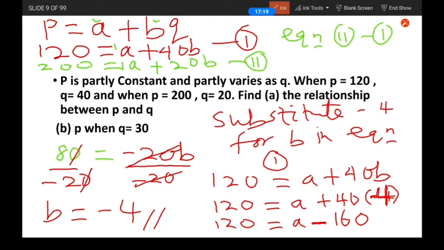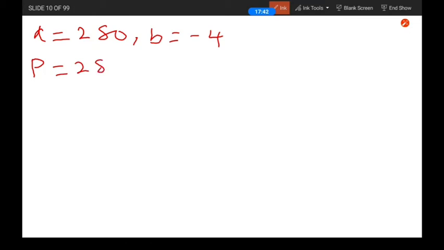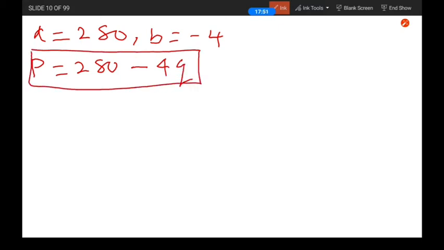So that means we have calculated A to be 280 and our B to be minus 4. So the law becomes, join them together, P equals what now? 280. B is minus, so minus 4Q. So this is our what? Our law that connects them together.